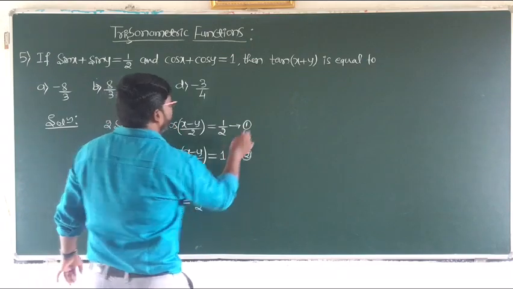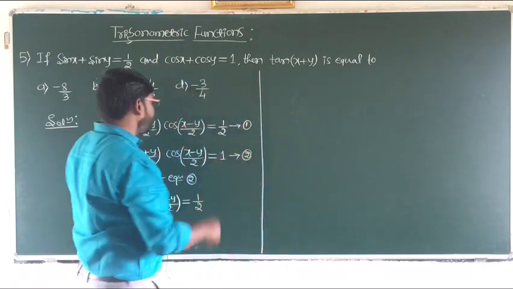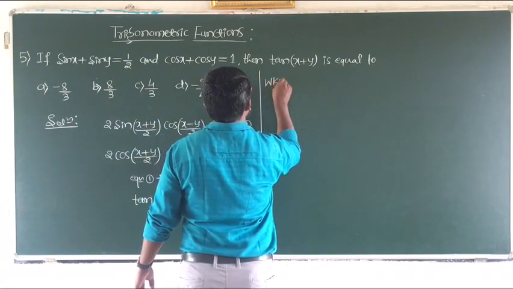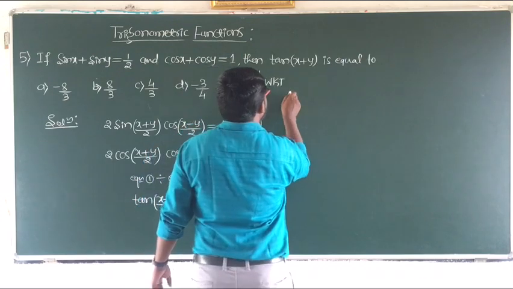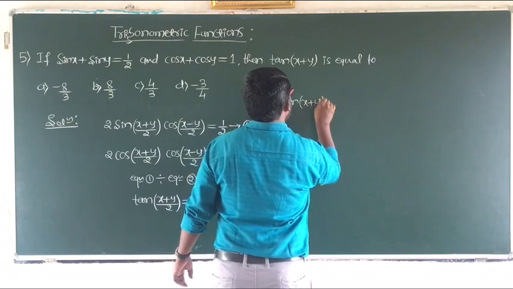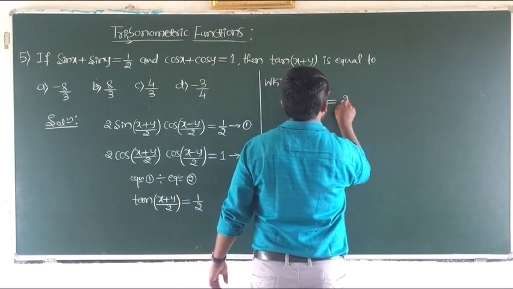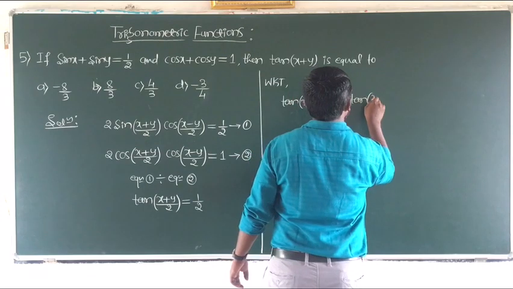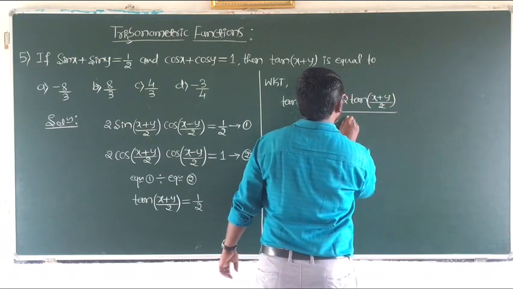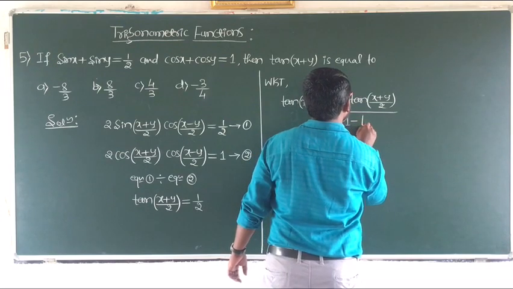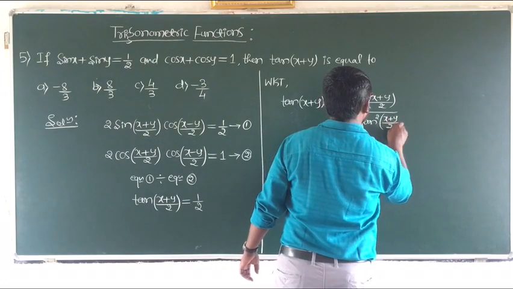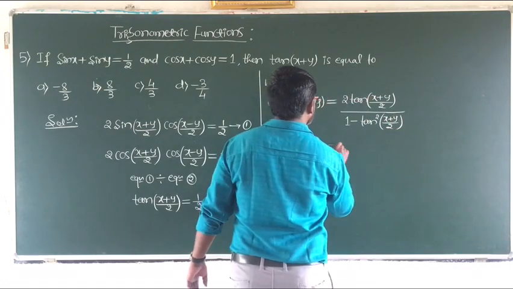So now we need the value of tan of x plus y. Therefore we know that tan x plus y, which is equals to 2 times tan of x plus y by 2 whole divided by 1 minus tan square x plus y by 2. So substitute the values now.